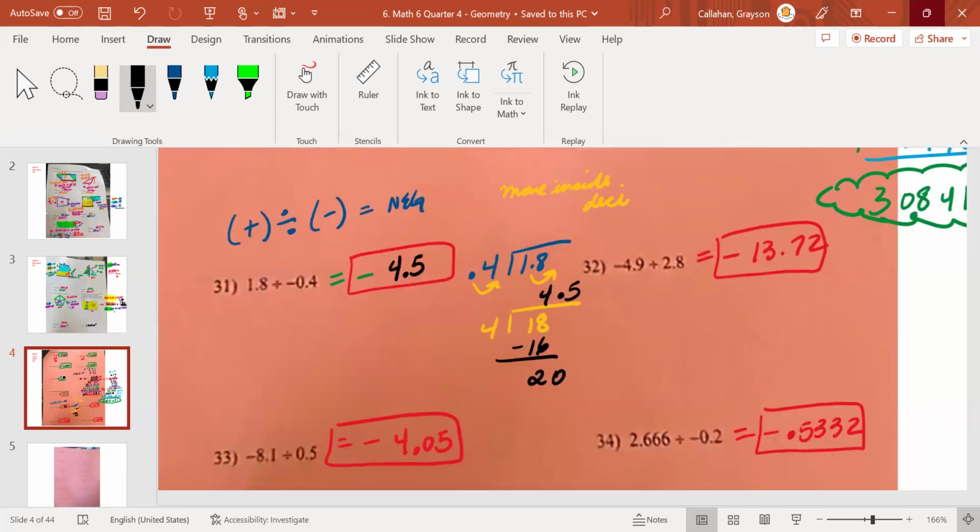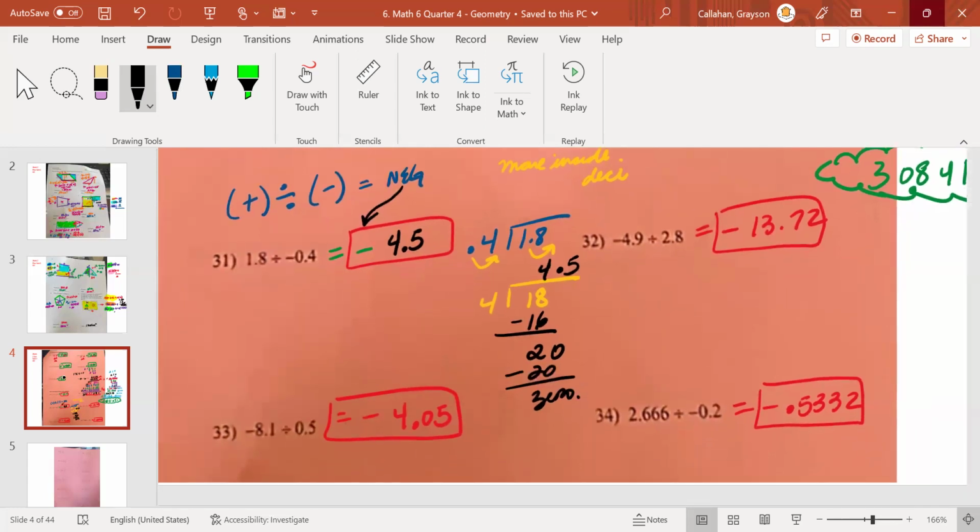4 times 5 is 20. So then you get 0, right? So your answer is 4.5, but it's a negative 4.5. Okay, all right. Any other questions? 32, 33, 34.